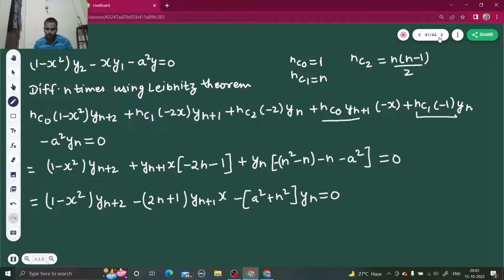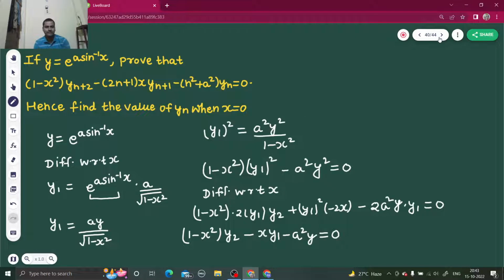So we have proved this, but they are asking one thing more, which is the lengthier part of this question, and that is hence we have to find the value of yn when x equals to 0. Okay, so that will need some research, research in the sense you have to write certain values. So yn when x equals to 0.